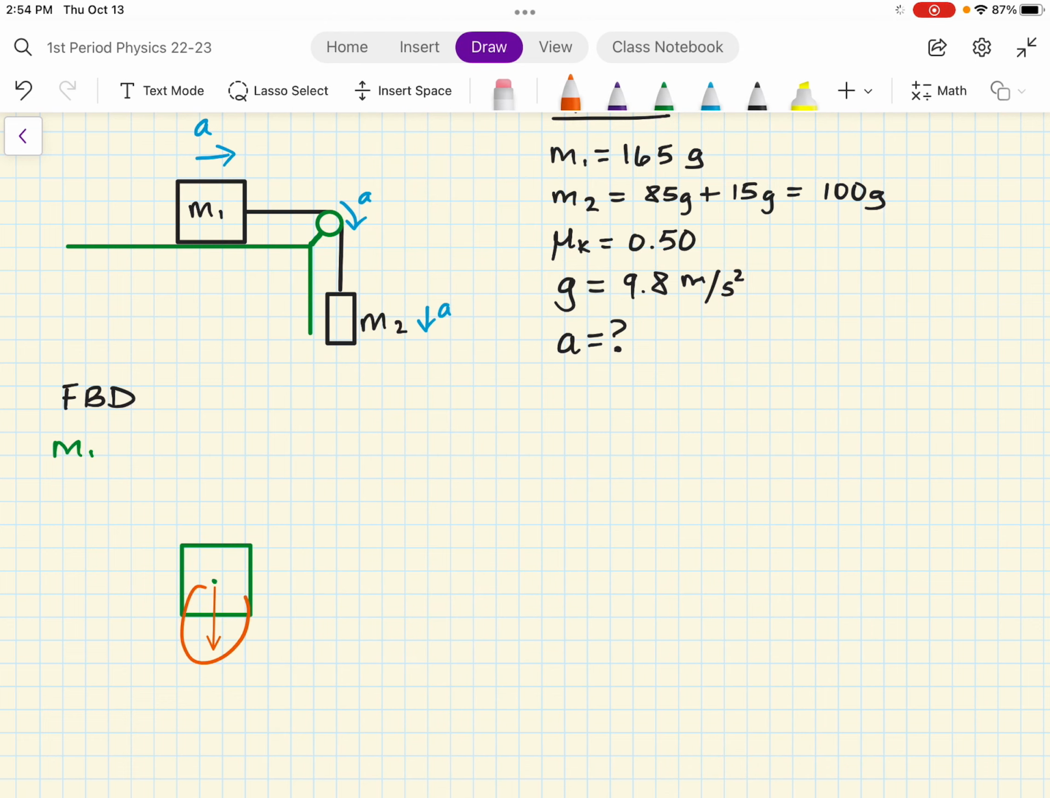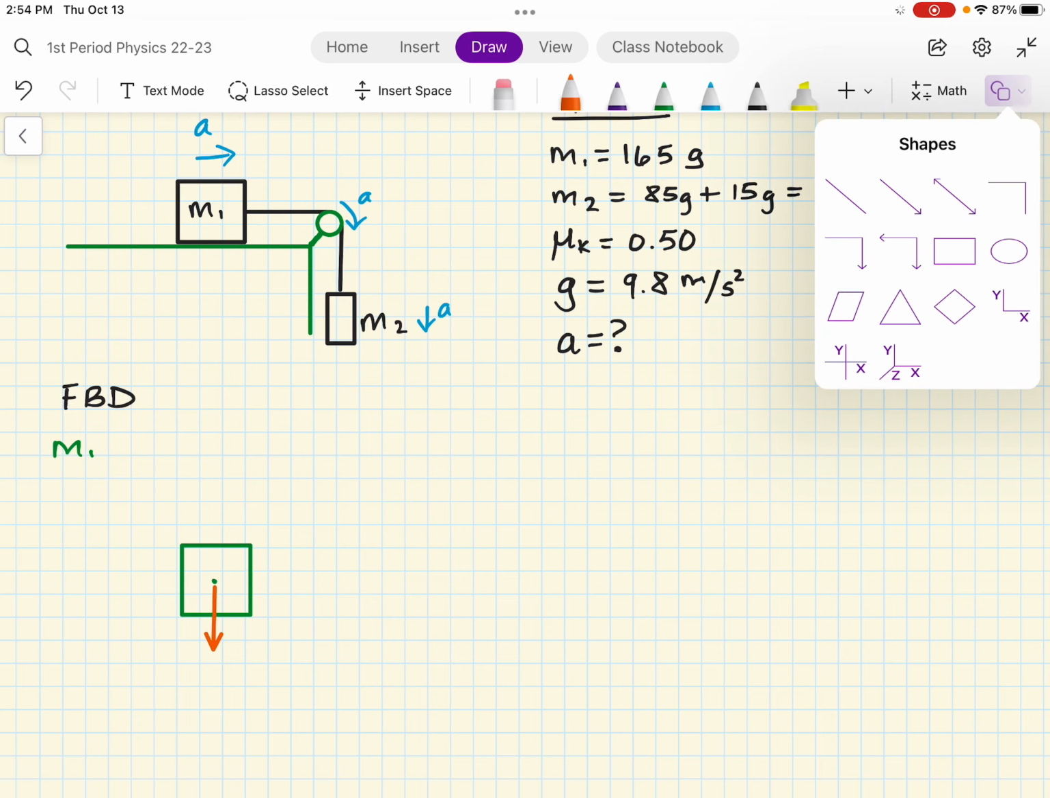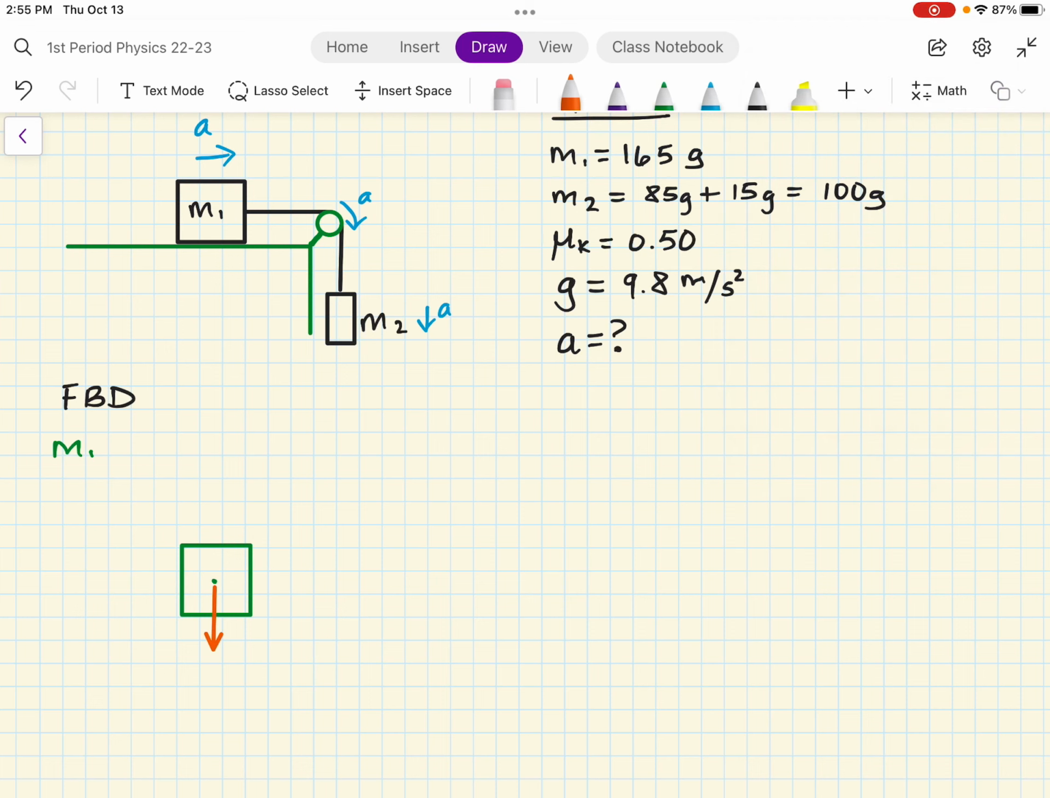Let me fix that arrow. Whoops. Let's fix that arrow. There you go. And then we have, let's label that one. We have M1. That's an ugly M. M1G. That's the weight of mass 1.